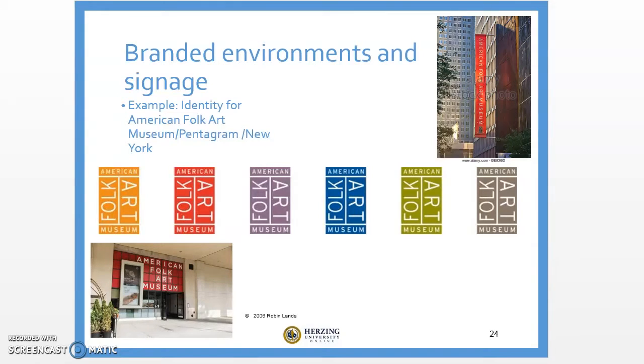Some more about branded environments and signage. An example for the American Folk Art Museum. As you can see, the signage they used, with the different colors and the interesting way of putting the text together and using a couple of shapes, creates a pretty sleek and modern look, and it's able to be represented in different colors. But it looks like their main color, as you can see on the front of their building there, is all red, right? And they have that similar squarish pattern. And then up on the top, there's a banner as well.